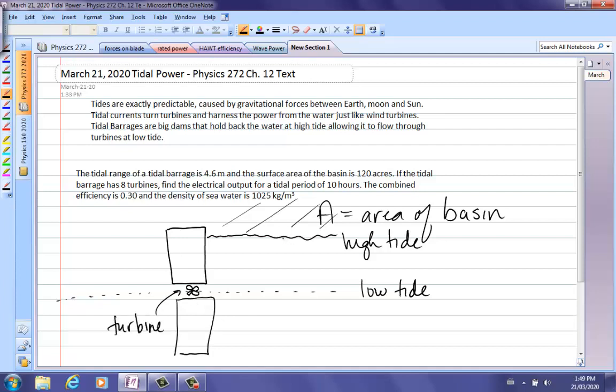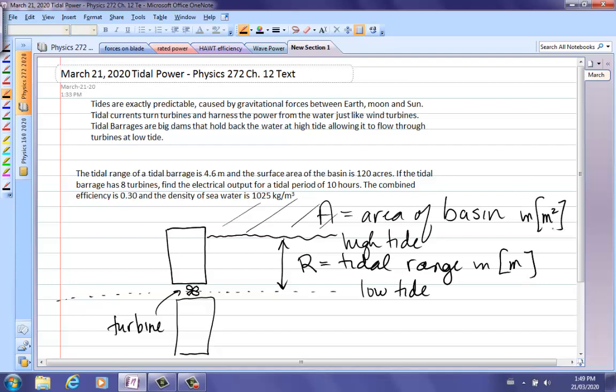The difference in height between high tide and low tide is called the tidal range. That's R. And out in the middle of the ocean, that's not usually very high. That may be up to a meter. But in some areas, like the Bay of Fundy in Canada, it can be as high as 10 meters. If you let water run into a fairly narrow basin, you can also enhance that tidal range. Okay, so this will be in meters. Area of the basin is going to have to be in meters squared to get the units to work for us.